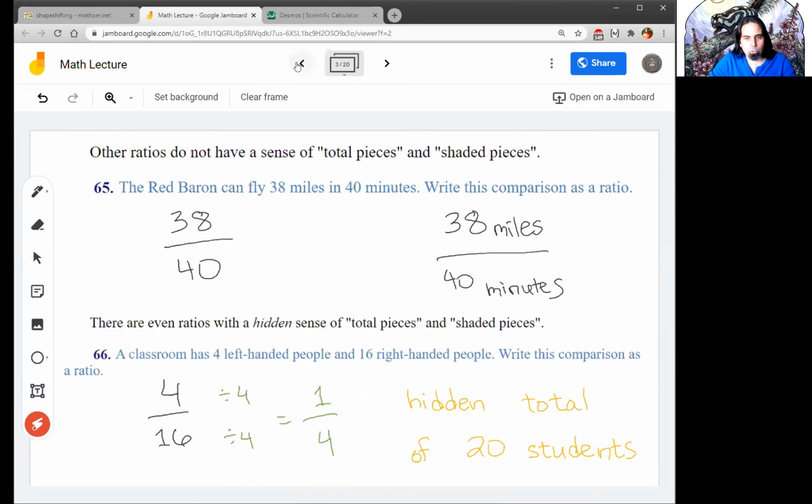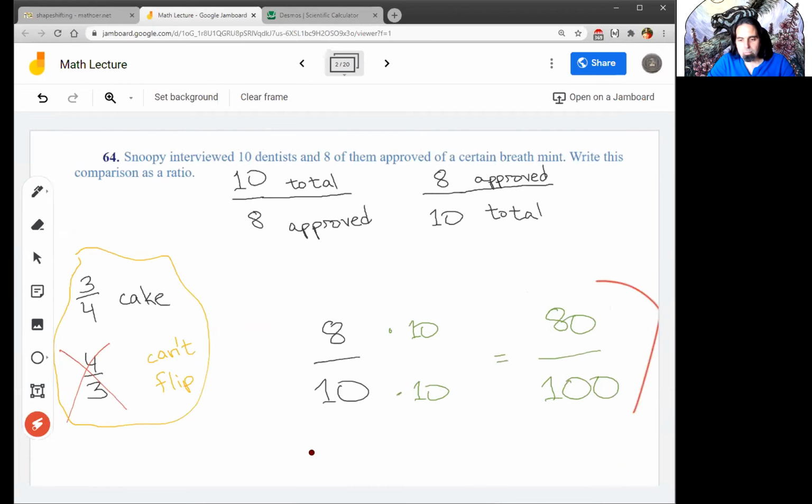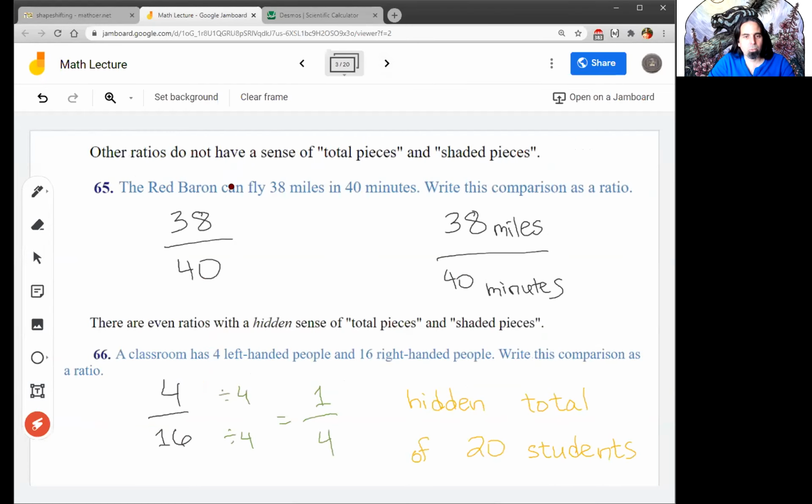Or similarly, if I took the breath mints and I took my 8 out of 10 that liked it, and I multiplied it by 10, top and bottom, I could get 80 out of 100. That's an equivalent fraction. Nothing wrong with that as far as the math. But now I'm kind of bragging. This looks like I interviewed 100 dentists, and I didn't. I was more lazy. I only talked to 10 of them. So again, we can reduce and unreduce, but it doesn't really match what's happening in real life anymore when we do. So often we don't.